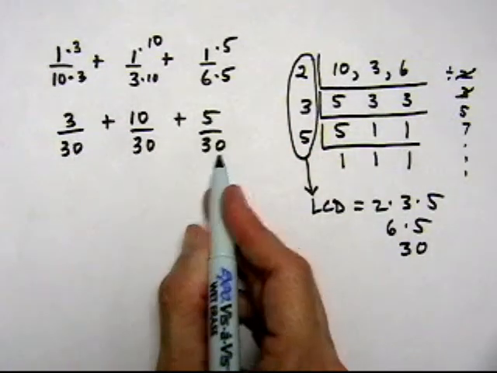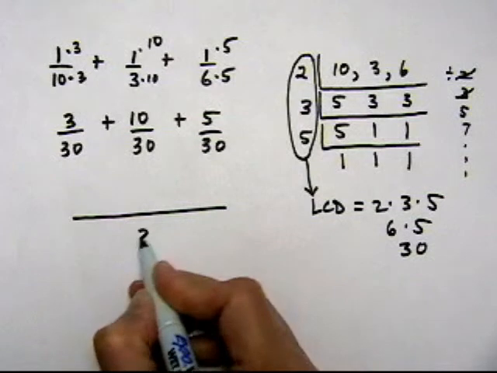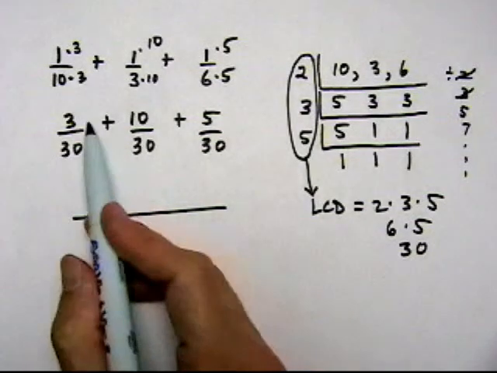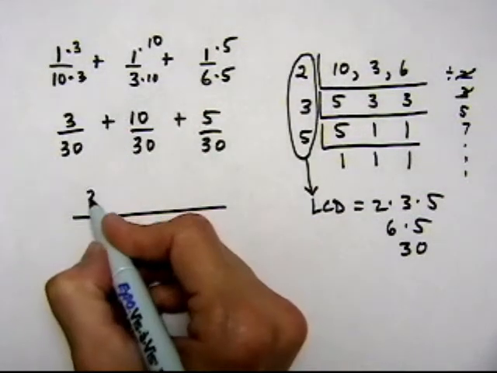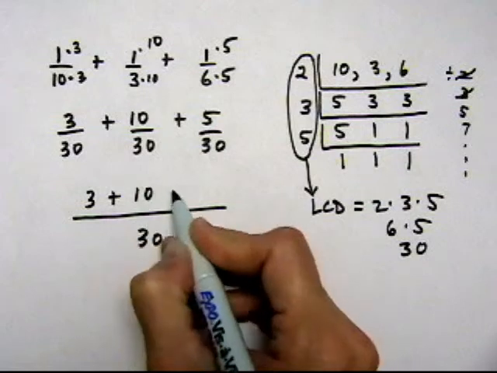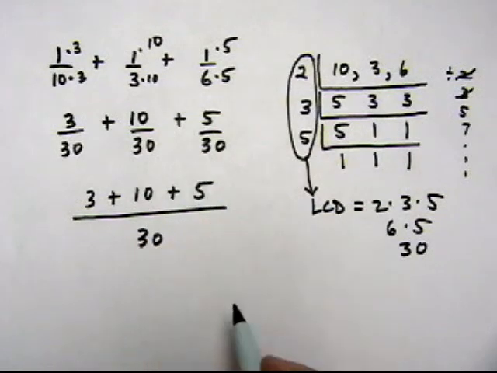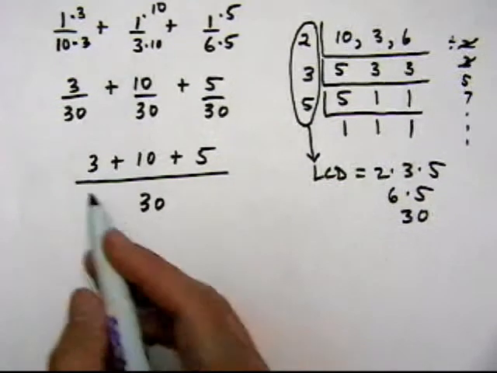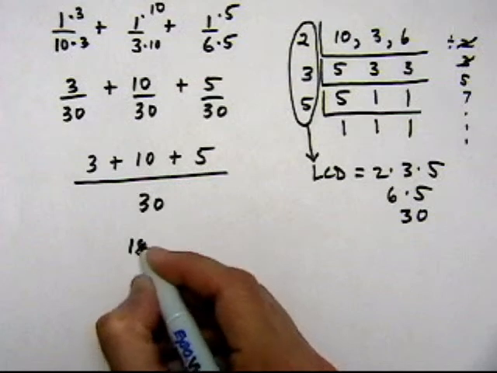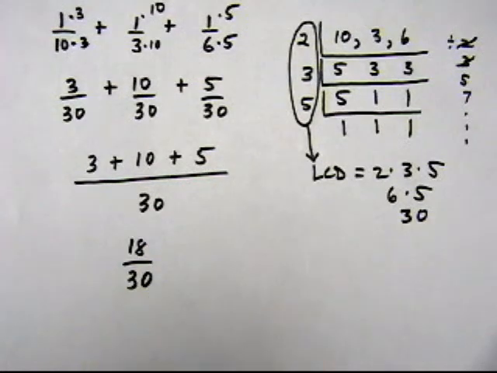Now that we have all like denominators, we keep the denominator and go ahead and do whatever the numerators are having done to them, which is, in this case, all addition. 3 plus 10 plus 5. And that gives us 13 plus 5, or 18 over 30.